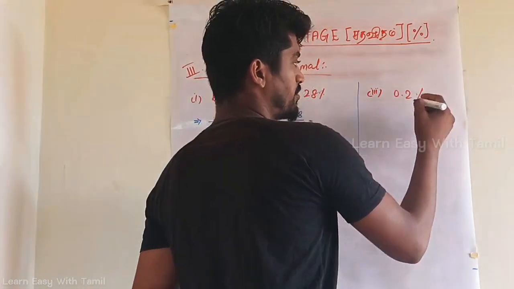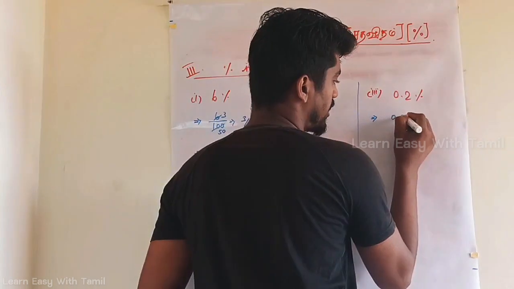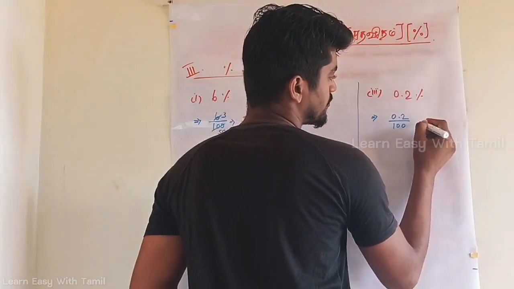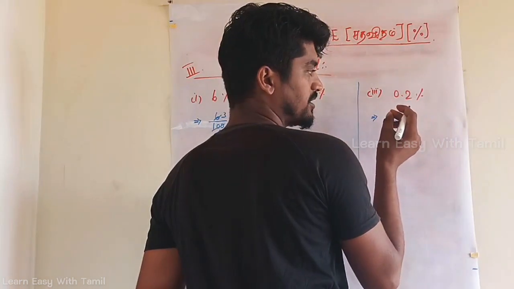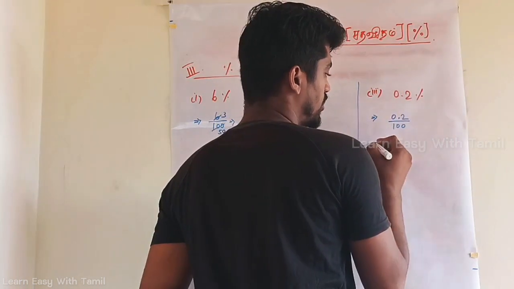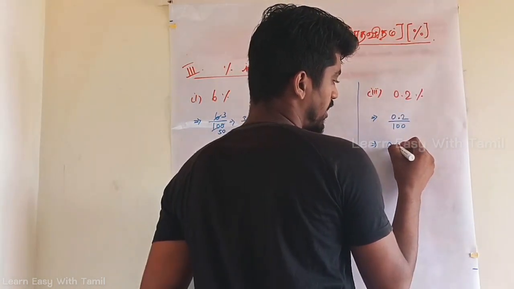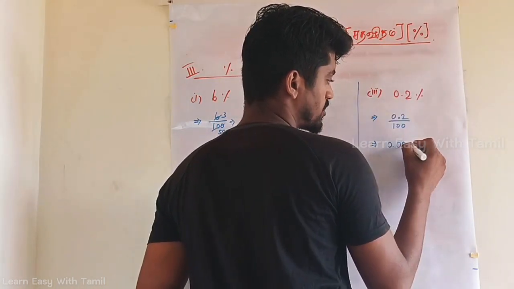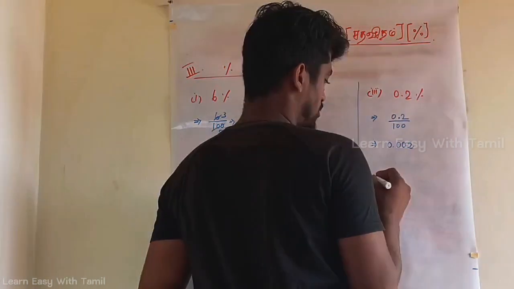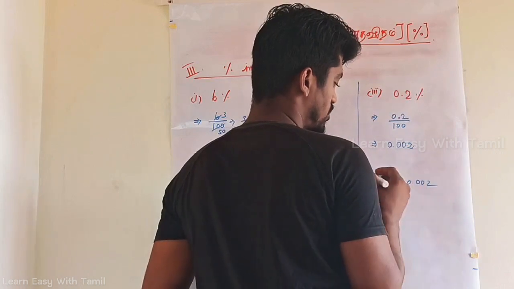From the third example, 0.2%, we have to write 0.2 divided by 100. So we have to place the dot 2 digits from right to left. The dot is already here, so we have to write 0.00, 2 digits, and 0.2% is equal to 0.002.